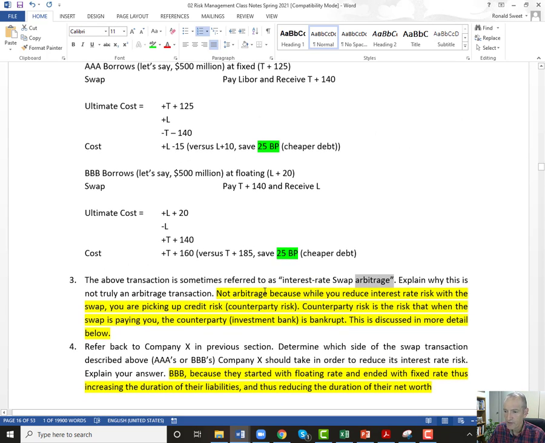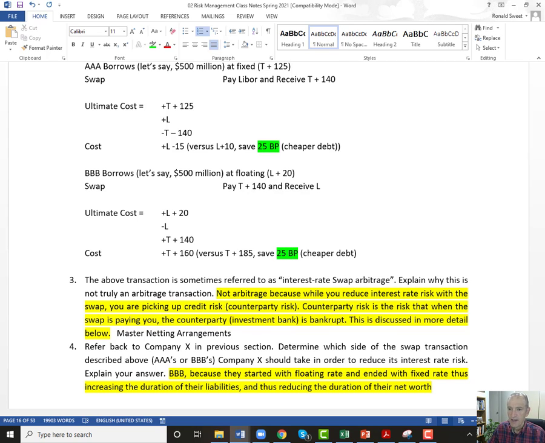But it's really not arbitrage, because while you're reducing interest rate risk, you're picking up a whole new risk called credit risk. And the credit risk is a very specialized credit risk called counterparty risk. So on your paper one, I strongly recommend that you do a search on the term counterparty risk, and also look for the term master netting. It's usually master netting arrangements, but there might be master netting contracts or whatever. Master netting arrangements are related to counterparty risk.